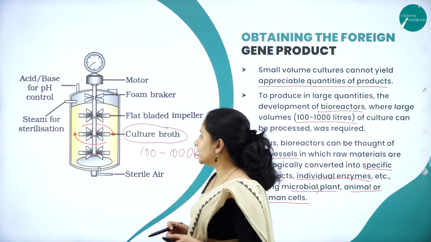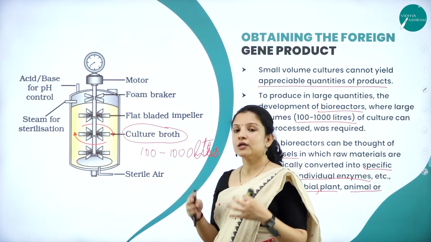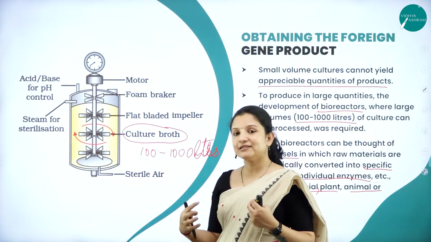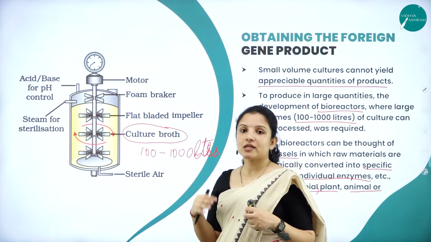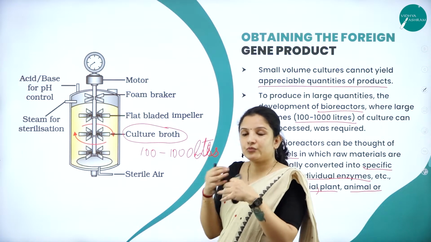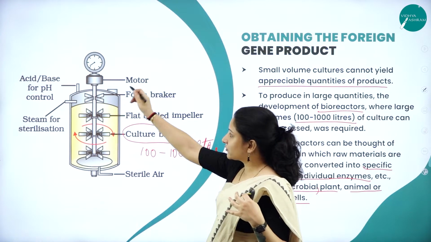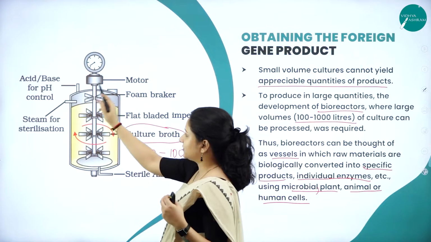So what do they do here? They will make a culture broth. What is there in the culture broth? In the culture broth, the host cells are there, host cells carrying the gene of our interest. Now those host cells have to be multiplied on a larger scale. So they put the culture broth into this particular bioreactor, which is a vessel.